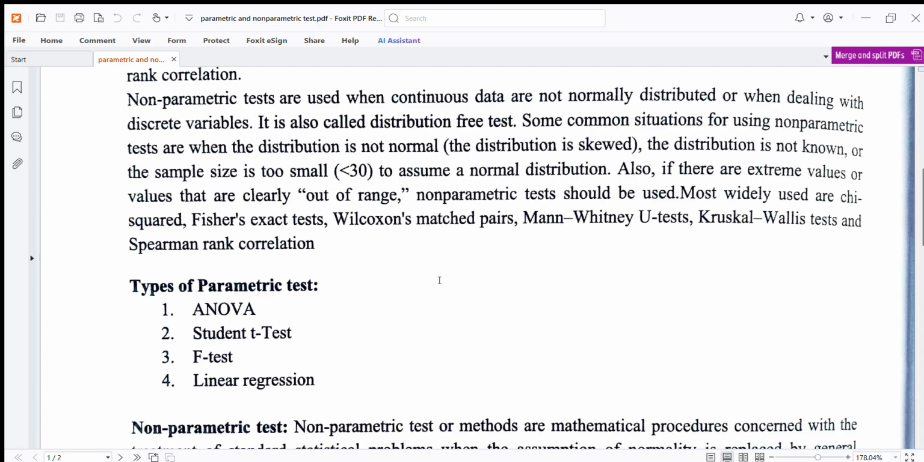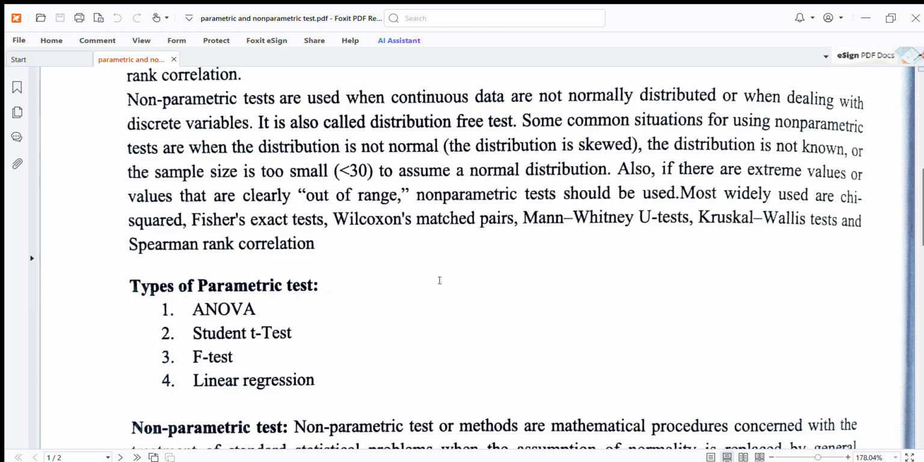The most widely used tests are the chi-square test, Fisher's exact test, Wilcoxon's matched pair, Mann-Whitney U test, Kruskal-Wallis test, and Spearman's rank correlation test. Non-parametric tests are chi-square test, Fisher's exact test, Wilcoxon's matched pair, Mann-Whitney U test, Kruskal-Wallis test, and Spearman's rank correlation.